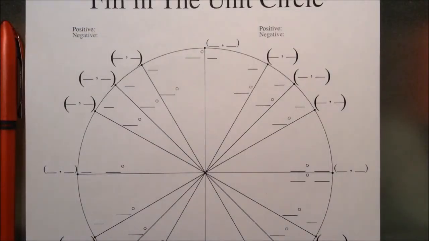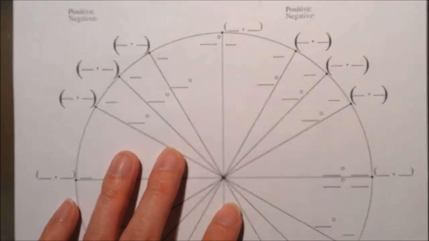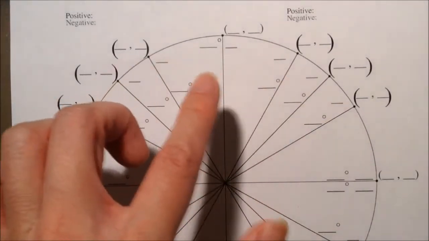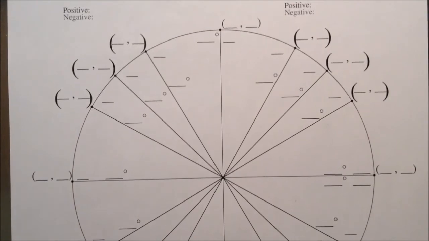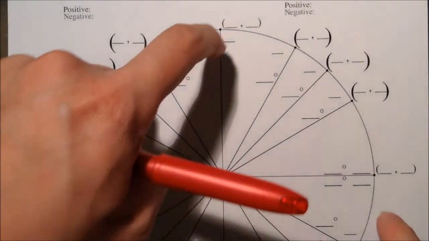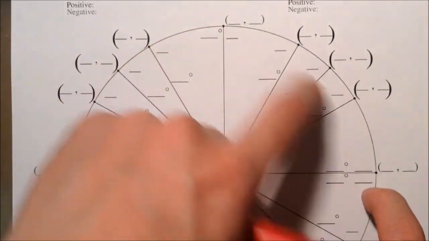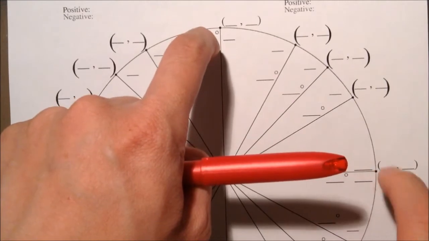So here we have a blank unit circle. Let's talk about Quadrant 1. Here's Quadrant 1. Now keep in mind, this is the x-axis, this is the y-axis. Now we're not going to focus on these two here. Let's focus on these three, because these endpoints or the boundaries are easy to remember.